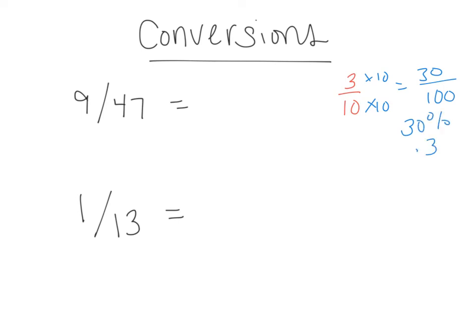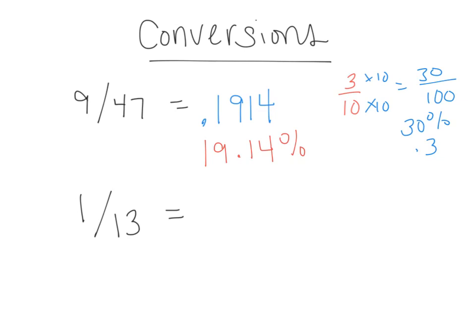Now, not all of the problems are that easy. I can't take 47 and multiply it by a number to get 100. So I take out my calculator, and on my calculator, I type in 9 divided by 47. 9 divided by 47, which I'm going to just write the first four numbers after the decimal is 0.1914. Remember now, when we convert to a percent from a decimal, we move the decimal over 2 spots, so it's 19.14%.